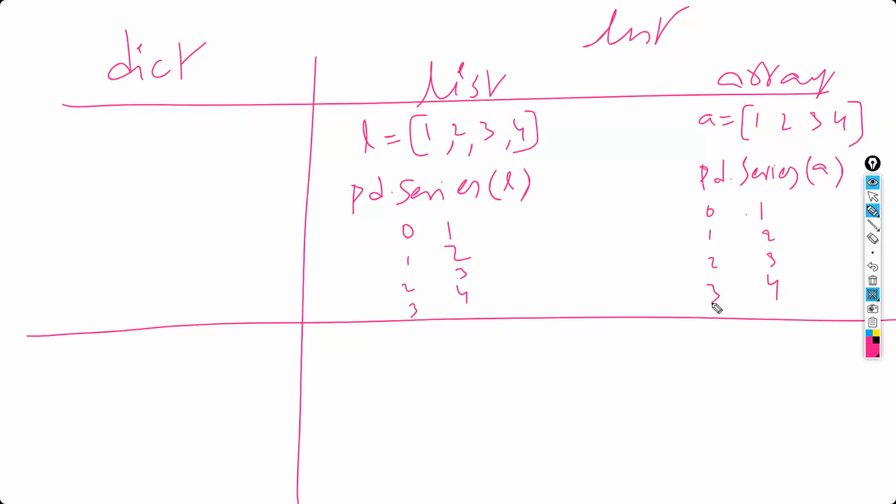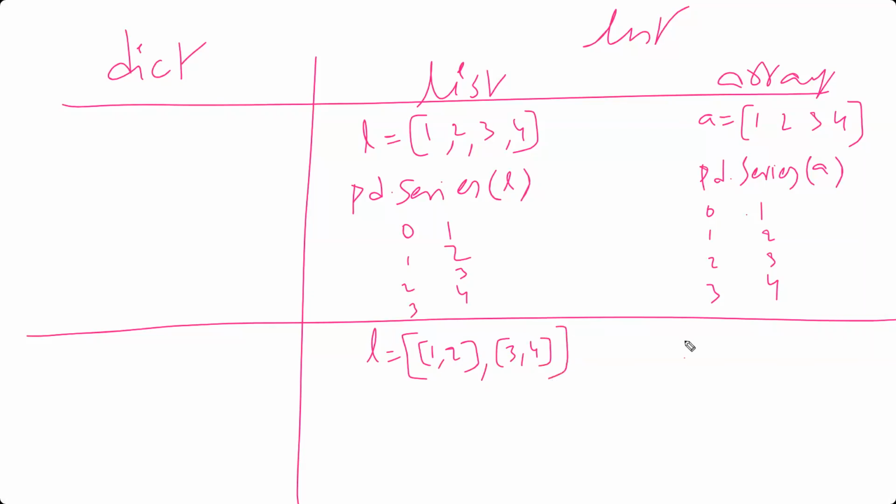Right? Now, the same list one more time: 1, 2, 3, 4, and a second list with 3 and 4. This is a 2D array, so I will write it as a 2D array, 1, 2, 3, 4. Okay, is that clear? Now this one I am converting as a data frame.